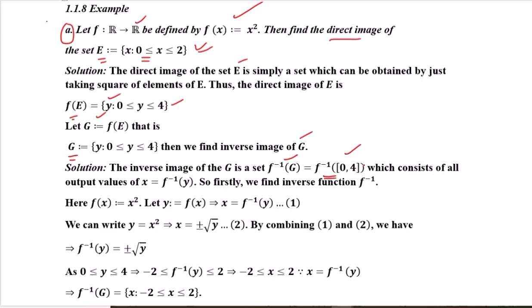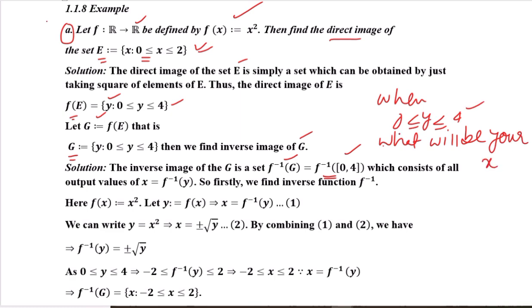It means this can be elaborated as: when your y lies between this interval, what will be your x? Your x for these values of y. When y lies between 0 to 4, then what will be your x? So my target is to find x here, and these values of x represent the inverse images. So to find the inverse images, firstly we find the inverse of this function f of x.